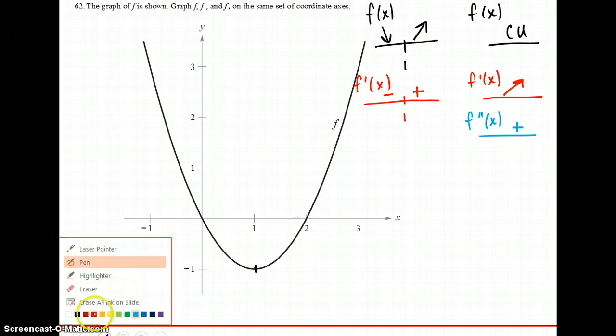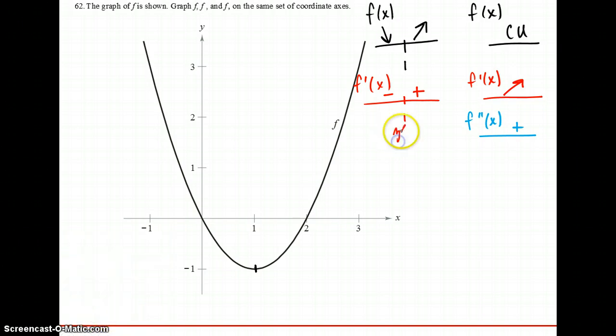Alright, so let's start with the first derivative. I have a 0 at 1 on the graph of the first derivative, and the graph is going to change from below the x-axis to above the x-axis. So my graph of f prime is just an increasing line, which verifies what we determined from the concavity, that my first derivative is strictly increasing.